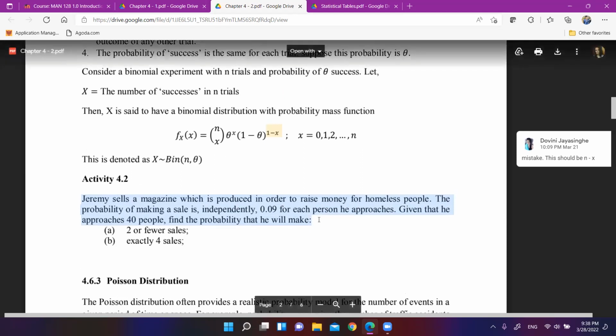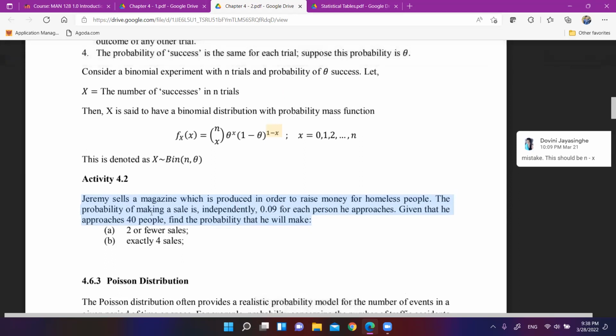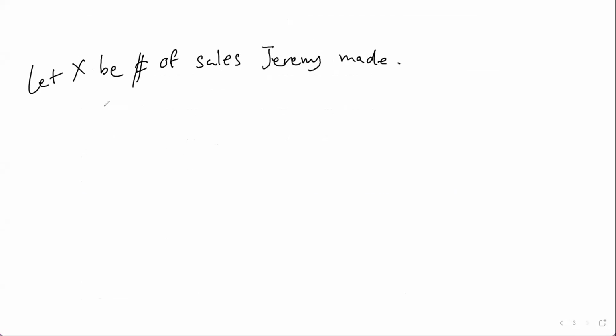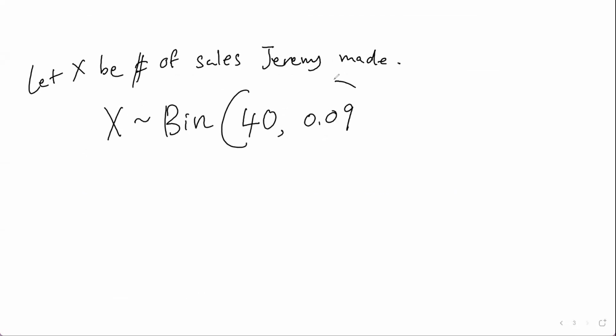Right? So let x be the number of magazines Jeremy sold. Right? එහෙම නැත්නම් number of sales Jeremy made. මොකක් හරි එකක්. So we'll do that. Let x be the number of sales Jeremy made. X is binomially distributed with 40 and 0.09. Given information. What is our first question?